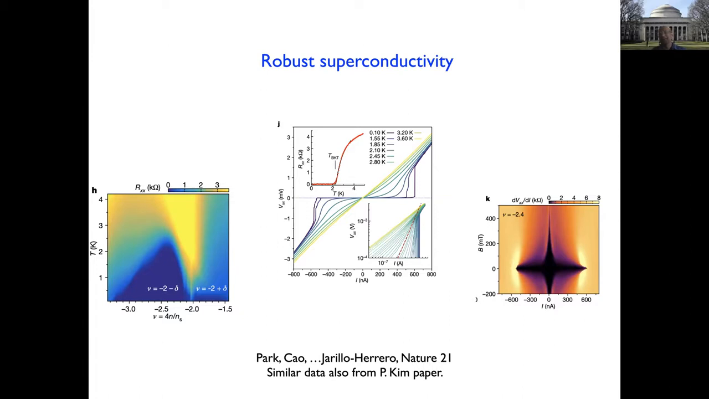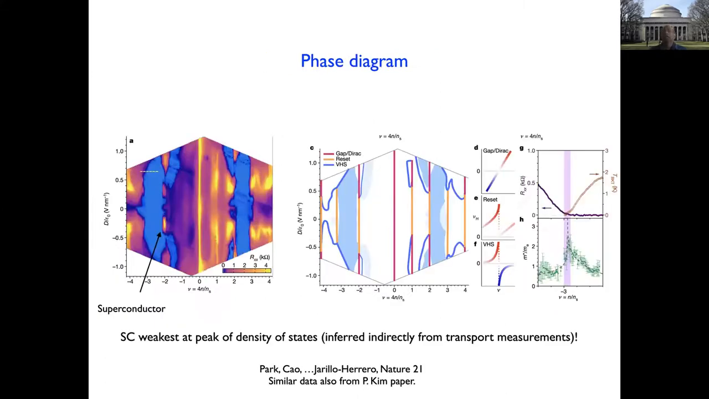Right? So I think there's no question that there is superconductivity in this system. It's not one of those cases where it may be superconductivity. Here, it definitely is superconducting. So there's a phase diagram that both Pablo and Philip Kim determined. I'm showing data from Pablo's paper. So you can tune the displacement field and the Moiré filling and look at where superconductivity occurs.